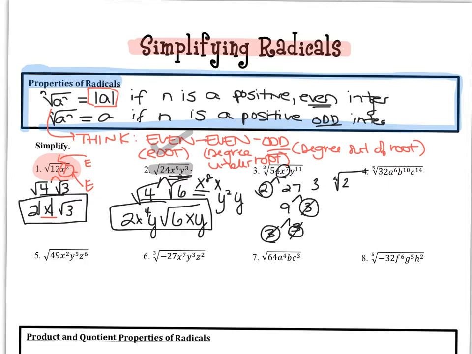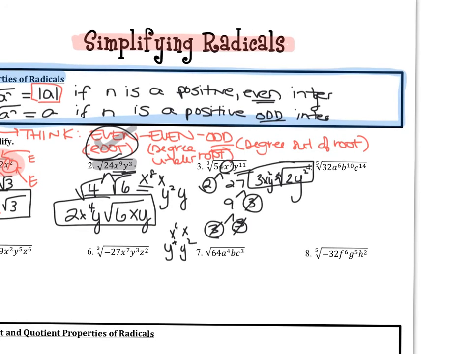So x to the 7th has to be in multiples of 3. So x to the 6th and x. So that's going to be x squared because I'm dividing it by 3 because it's a cube root. Y to the 11th is y to the 9th and y squared. Y to the 9th, divide that by 3 is y cubed. And then I have y squared left over. So notice I'm not having to do absolute value signs because my root is not even. My original root is odd.